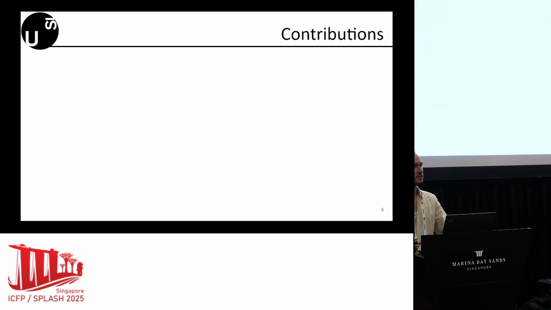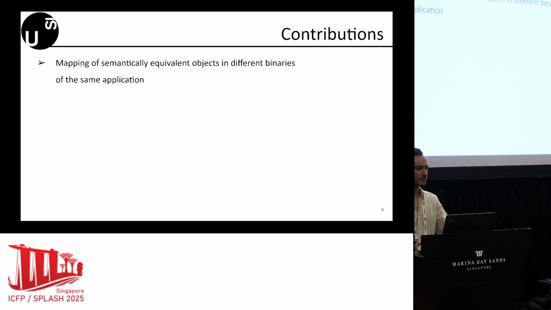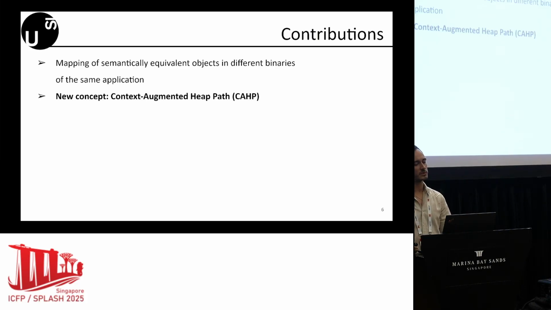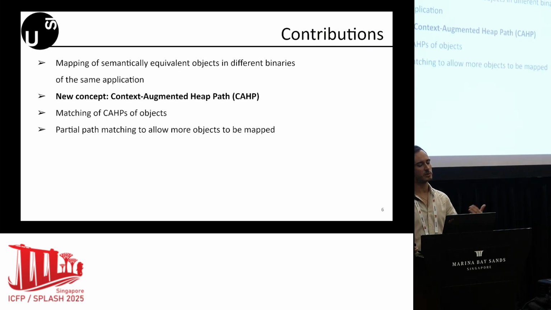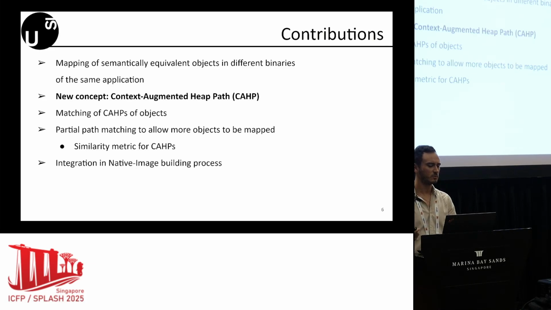I would like to list here the contributions of our work. First, we propose an approach to map semantically equivalent objects in different binaries of the same application. To do so, we propose the concept of Context-Augmented Heap-Path. In particular, we match CAHPs, Context-Augmented Heap-Paths of objects, first exactly, and then we propose a partial path matching algorithm that allows to match more objects. And this exploits a similarity metric for CAHPs. We then integrate our approach in Native Image, and we evaluate its performance.